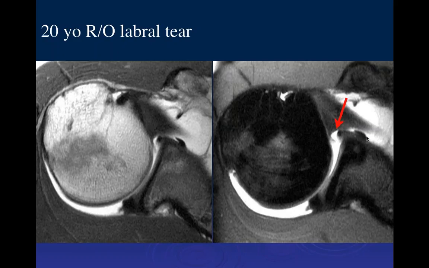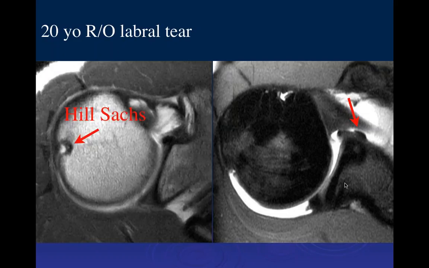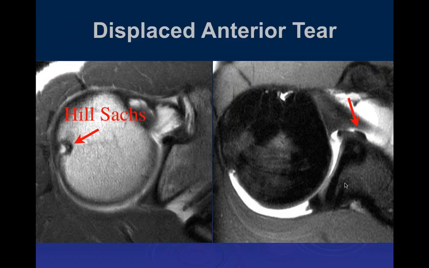This is probably the superior insertion of the anterior band of the inferior ligament there. This should be the labrum here. Okay, and then there's an arrow pointing at a Hill-Sachs lesion.